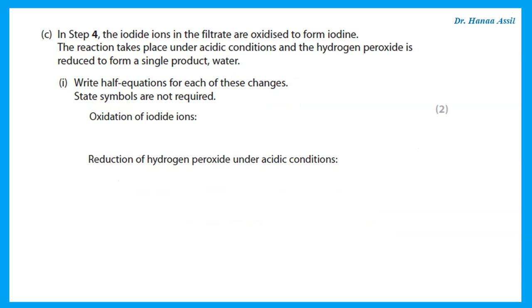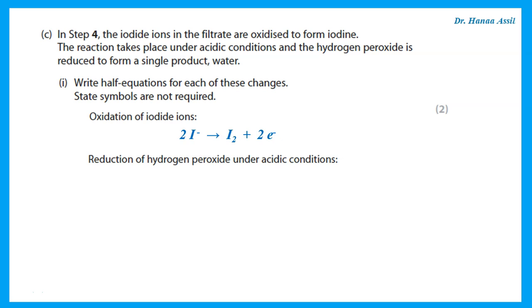In step 4, the iodide ions in the filtrate are oxidized to form iodine. The reaction takes place under acidic conditions, and the hydrogen peroxide is reduced to form a single product, which is water. We are required to write half equations for each of these changes. So let's look at the first one. We're told the iodide ions change into iodine, and this is oxidation, and that means the iodide ions lose electrons, and that means this is how we write the half equation.